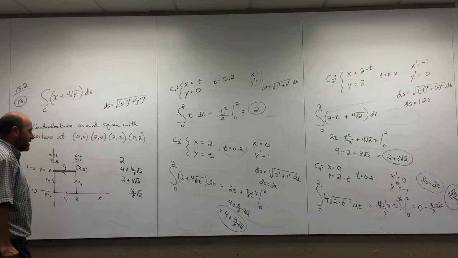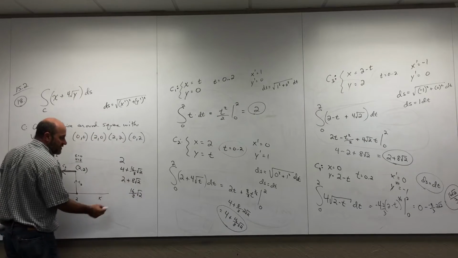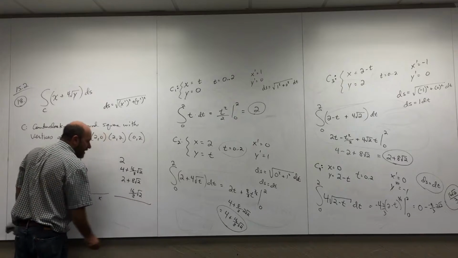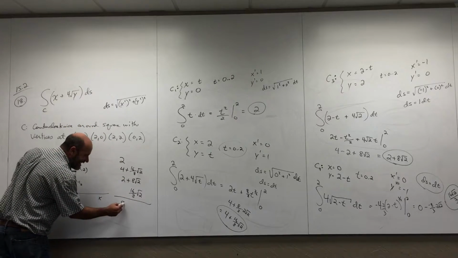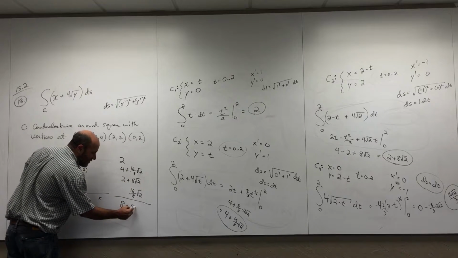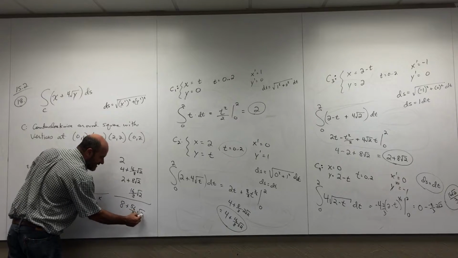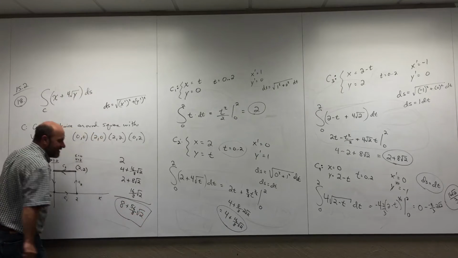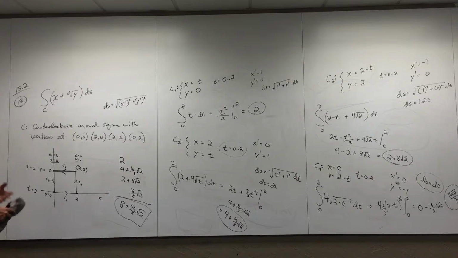I did these fast. I hope I did them right. So this is the answer. Add these guys up. That's an 8. And these are 16/3, that's 32/3, 24/3. That's 56/3 square roots of 2. Good God. I don't even know if that's the right answer.